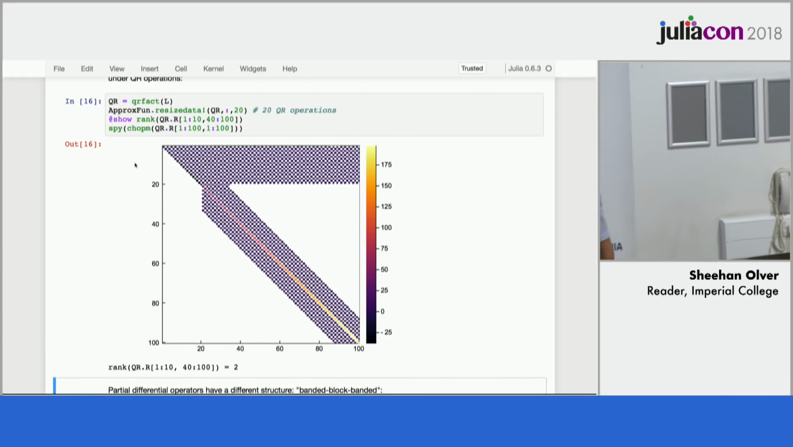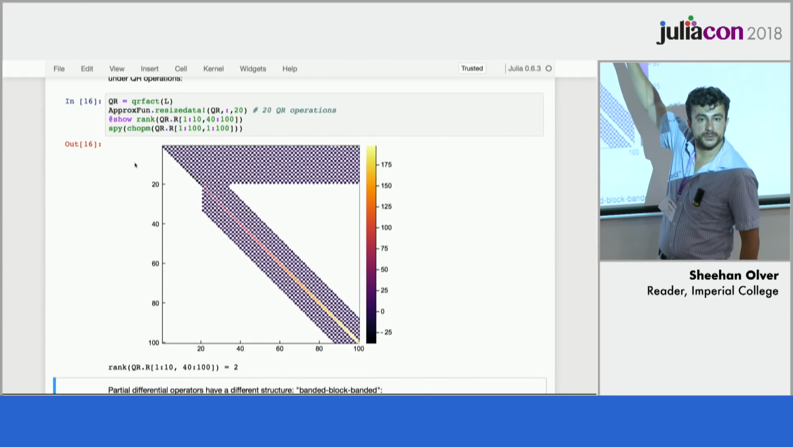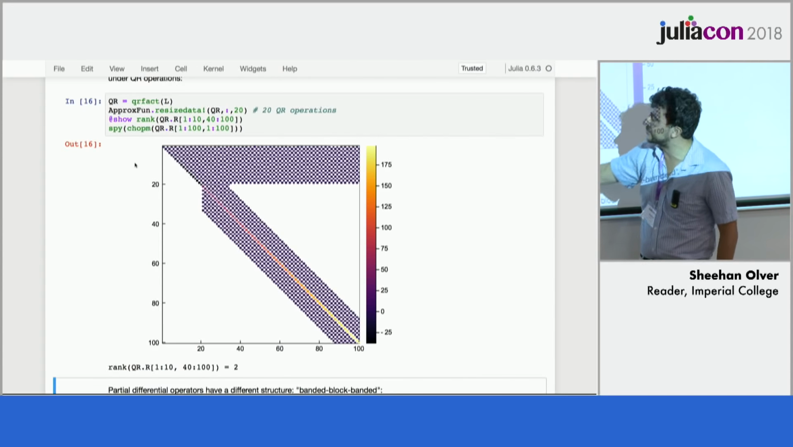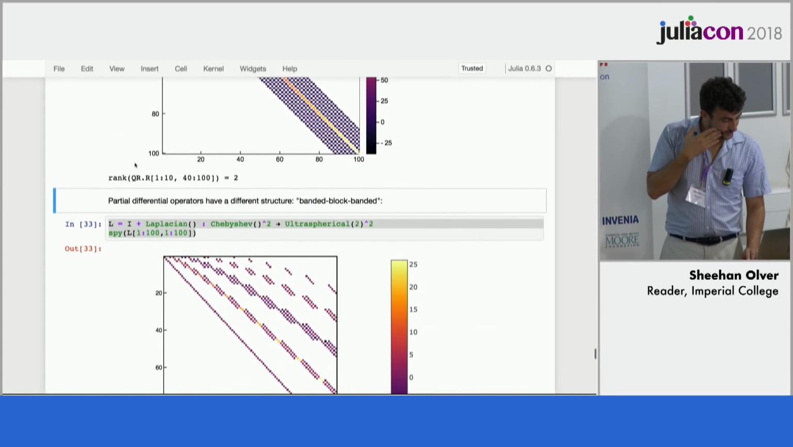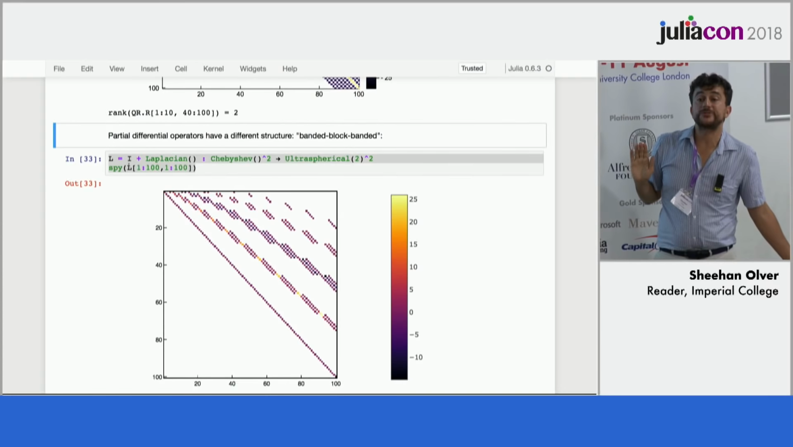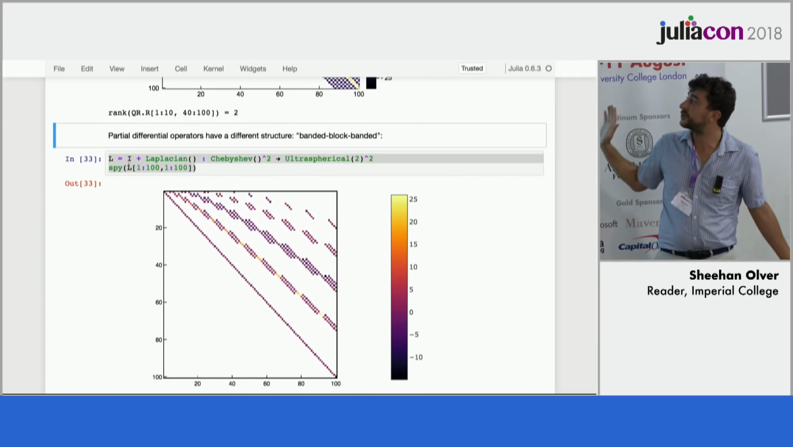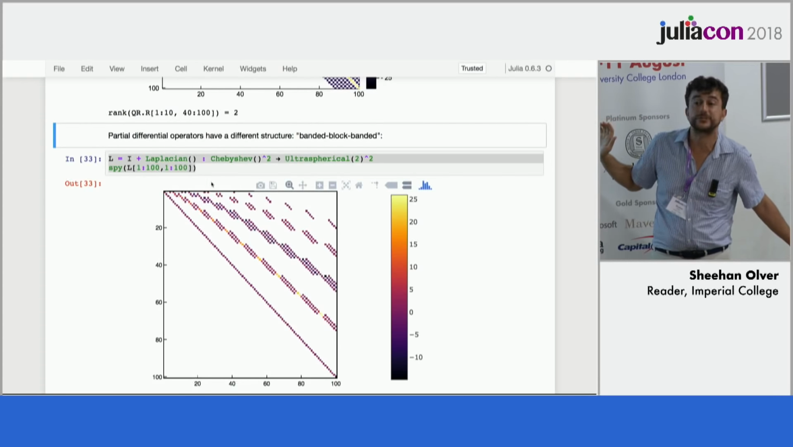So we see that this fill-in, it looks like it's a dense matrix, but it's actually still rank 2, just like the original thing. Okay. Anyways, this translates into partial differential operators. It's not banded, now it's what's called block banded, but we can see that we still have sparse structure and that we have control over everything here. And so that's how you can sort of ramp this up to partial differential equations.